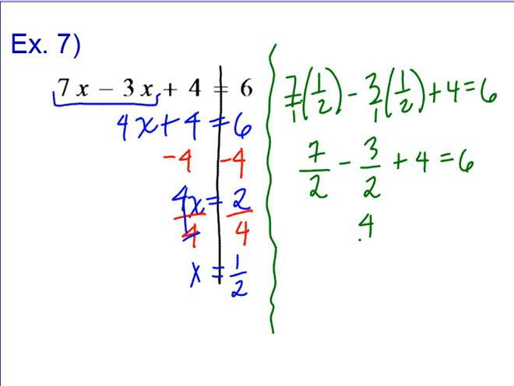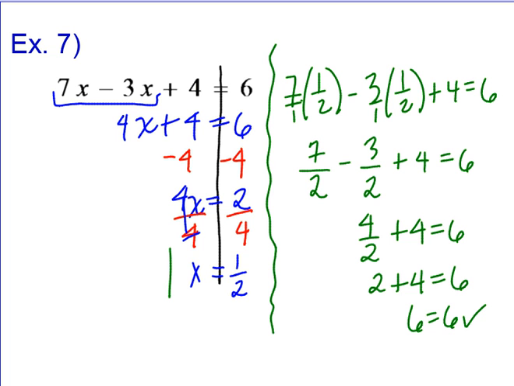7/2 minus 3/2 is 4/2. So I have 4/2 plus 4 equals 6. I can reduce that 4 divided by 2 to be 2. And then 2 plus 4 is equal to 6. And since both sides are exactly the same now, I know that my correct answer is x equals 1/2.